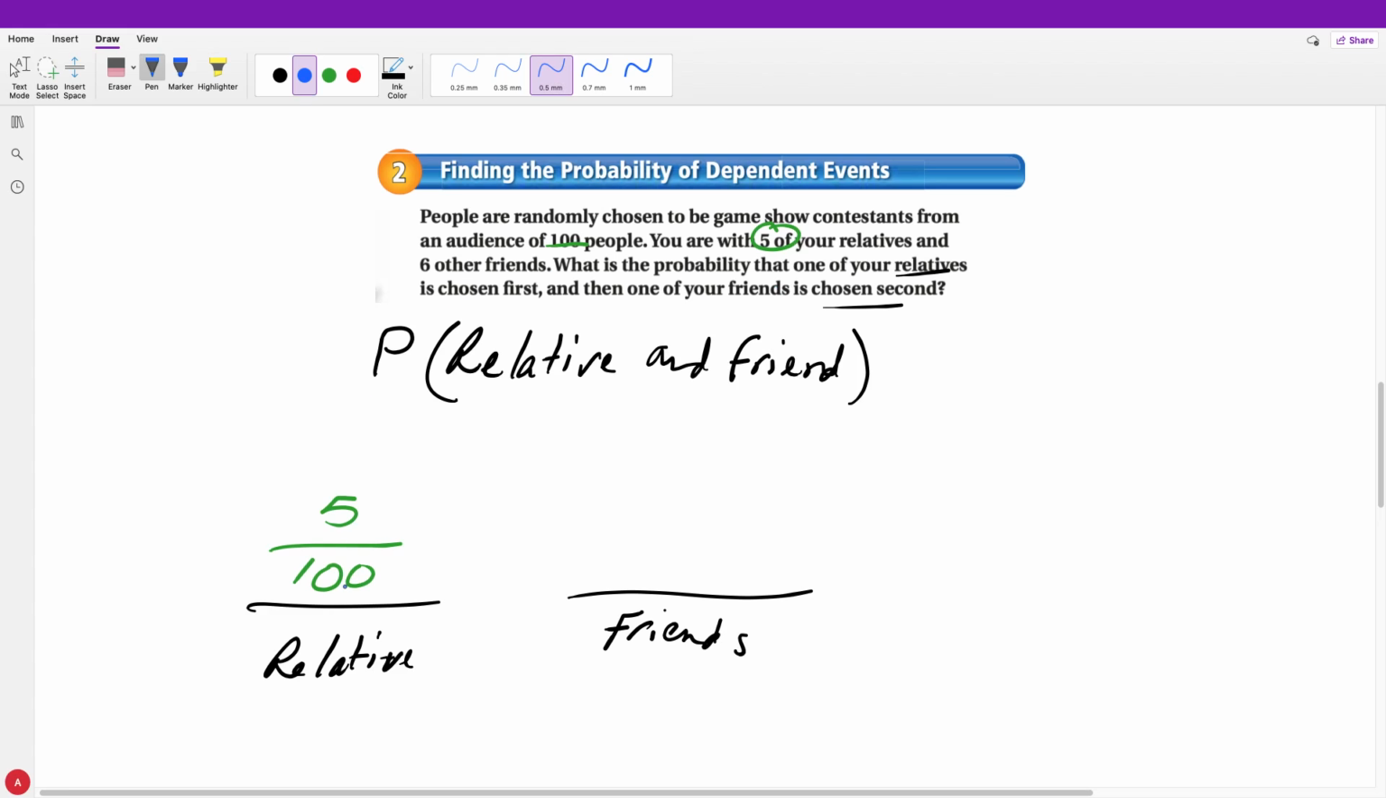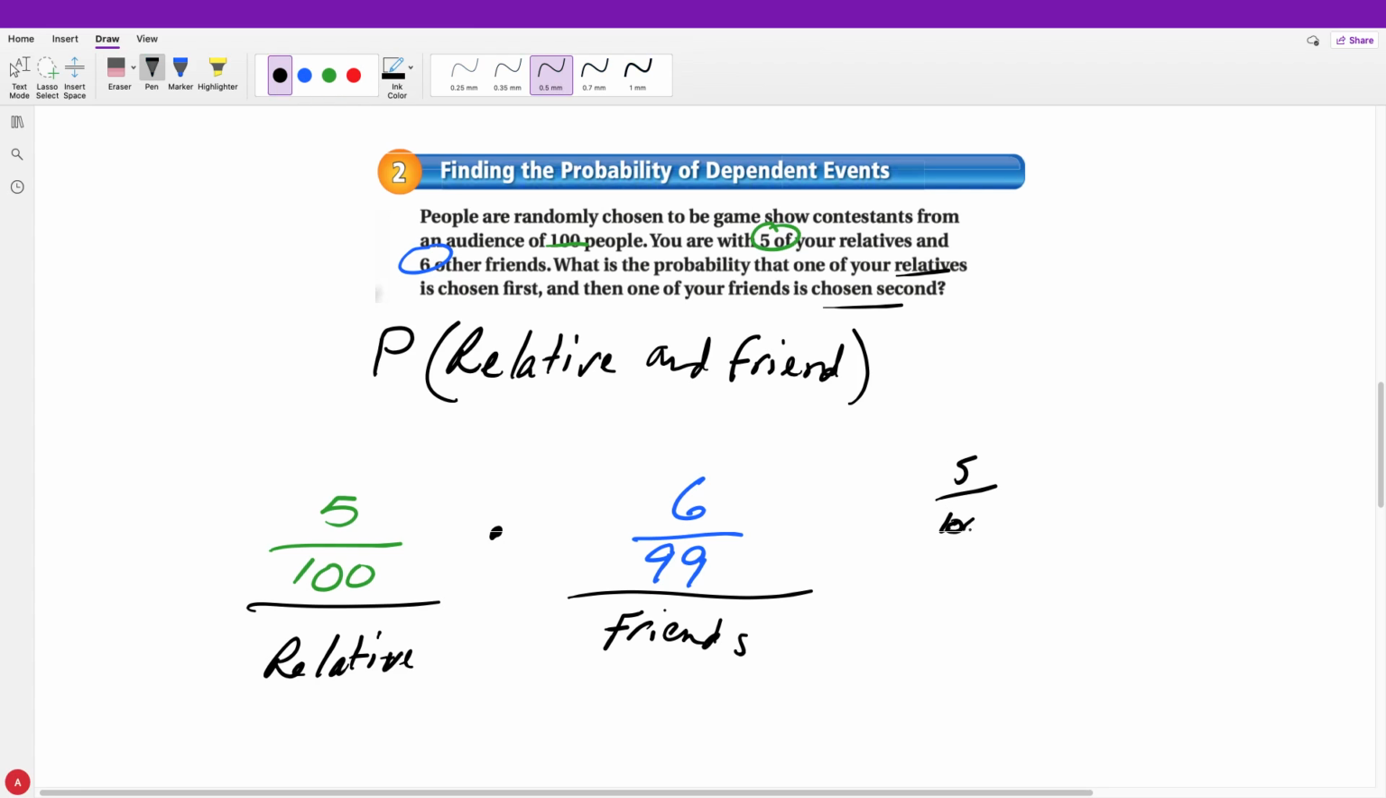So after our relative gets picked, we no longer have 100 people in the audience. We now have 99. Well, the amount of relatives doesn't affect the amount of friends that we have. So that's going to be 6 out of 99. Once we figure out the likelihood, or the probability, of each event, we can then multiply these together. And now I'm going to just multiply these together off to the side.